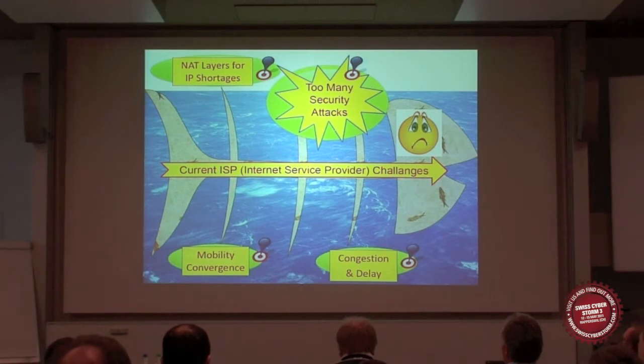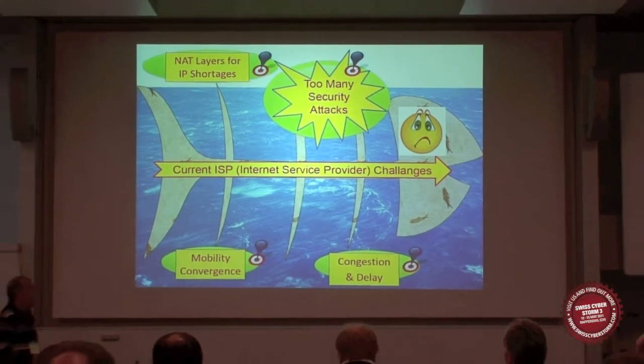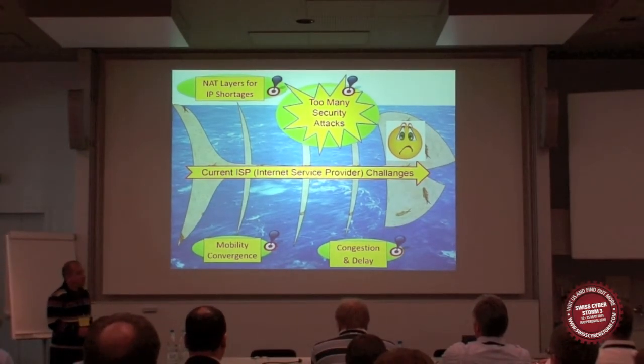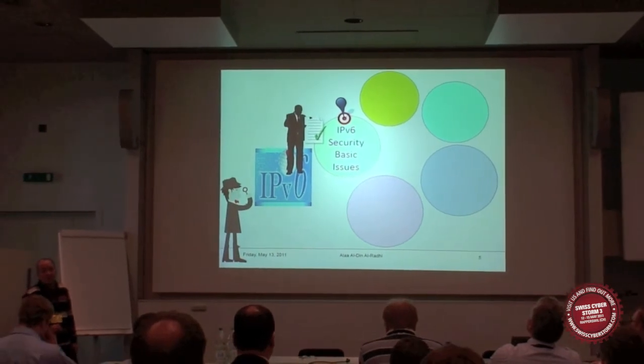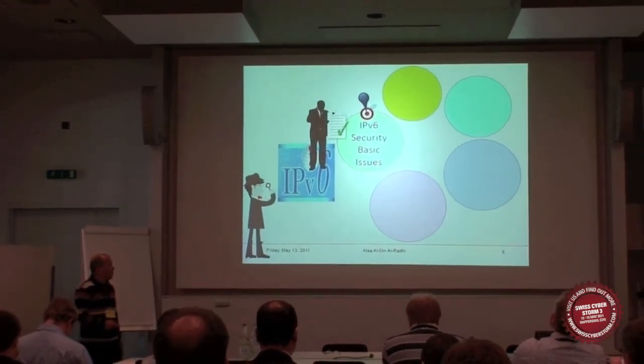You see the internet has been like a fish which is flowing in the water, but has been imposed with too many flaws, because of the congestion and delay, mobility convergence, and the NAT, which is the top favorite in the region for some ISPs, and too many security attacks. So the fish is sad because there are too many problems and flaws with the current IPv4 backbone internet.